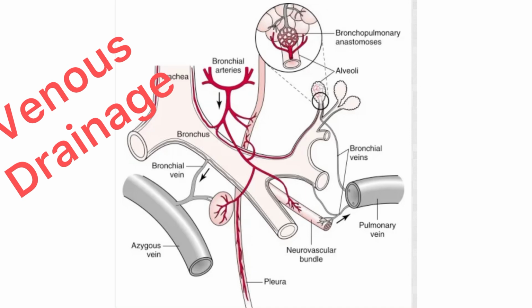Venous blood from the first and the second divisions of the bronchi is carried by the bronchial veins. So the venous drainage of the lungs is majorly done by the bronchial veins. The right bronchial veins drain into the azygos vein, while the left bronchial vein will drain into the hemiazygos vein, which is like a mirror version of the azygos vein. Then the greater part of the venous blood from the lungs is drained by the pulmonary veins.